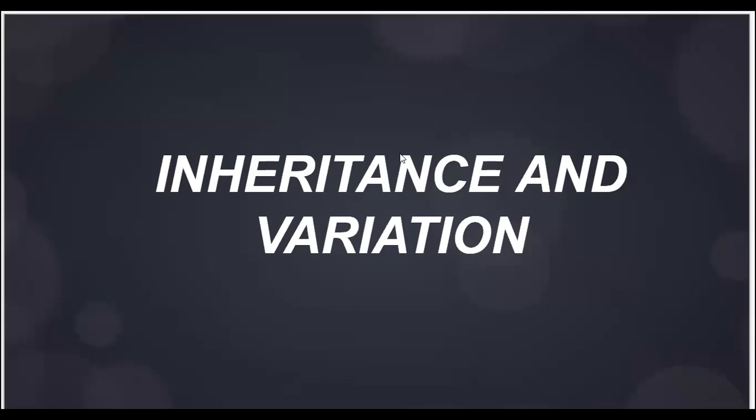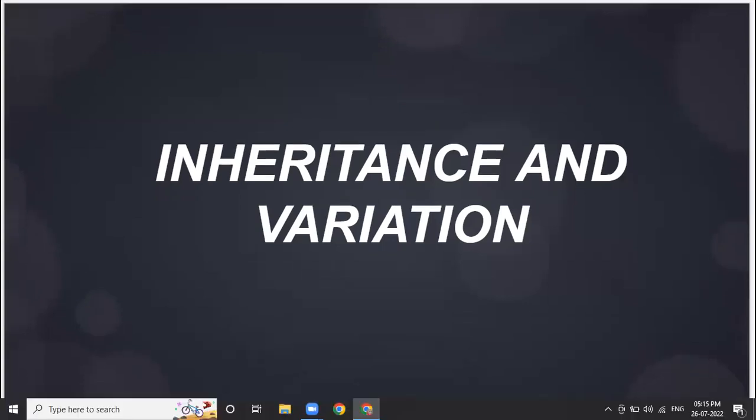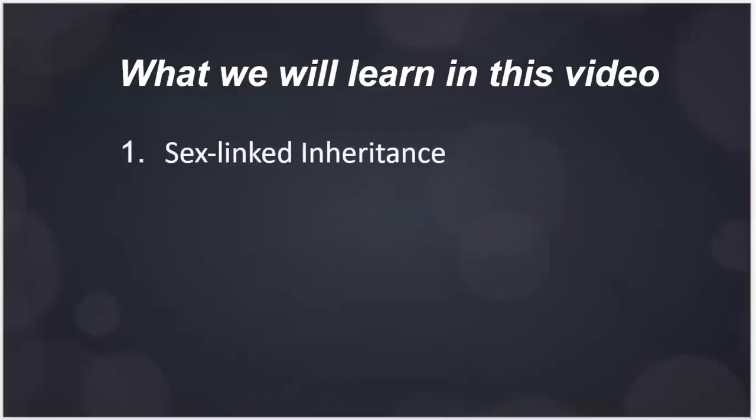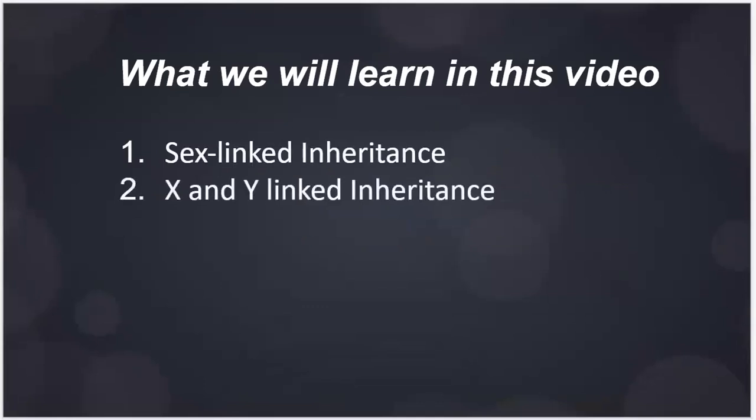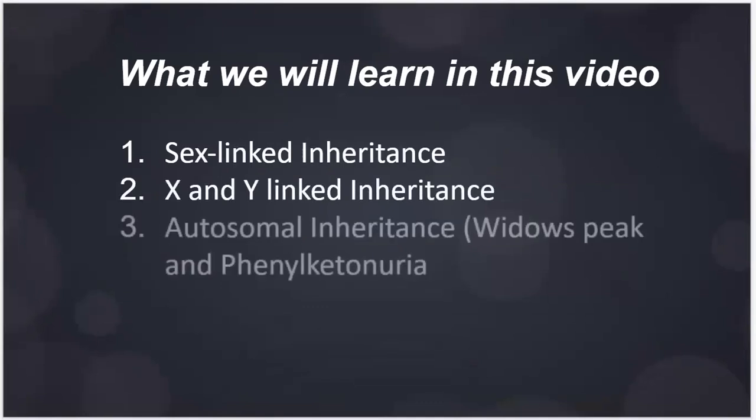So welcome to another video of inheritance and variation. In this video, we will be talking about the genes which are located on the X and Y chromosomes, that is your sex chromosomes, sex-linked inheritance, and we will be discussing autosomal inheritance also. A few examples which are there in the syllabus are widow's peak and phenylketonuria.